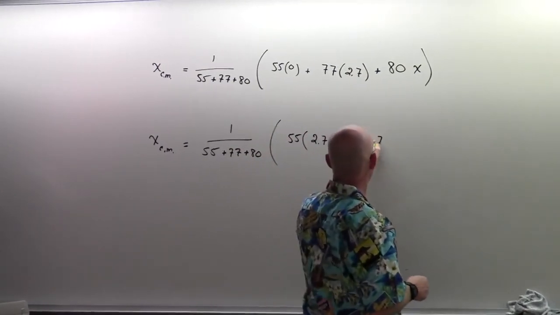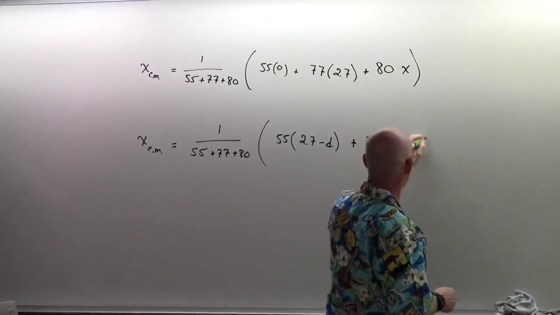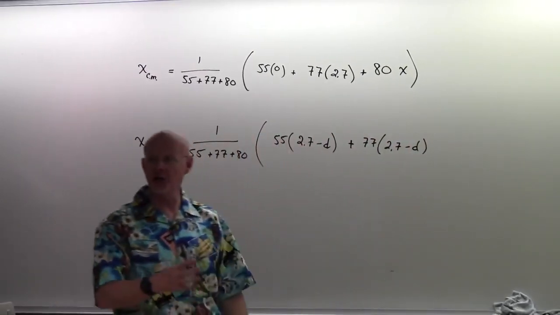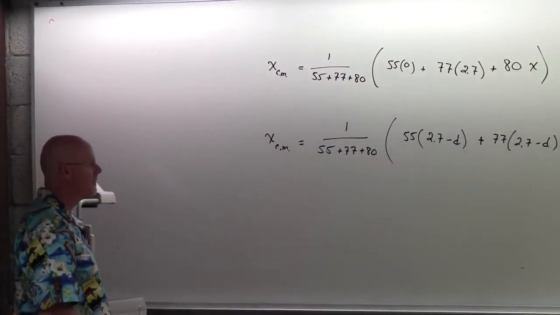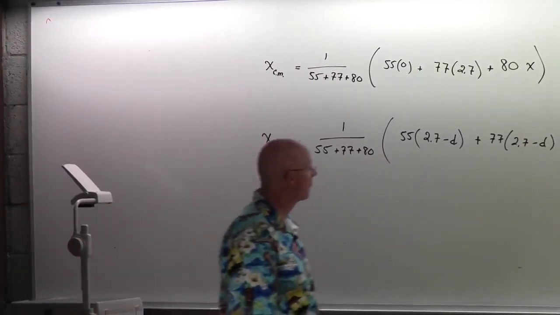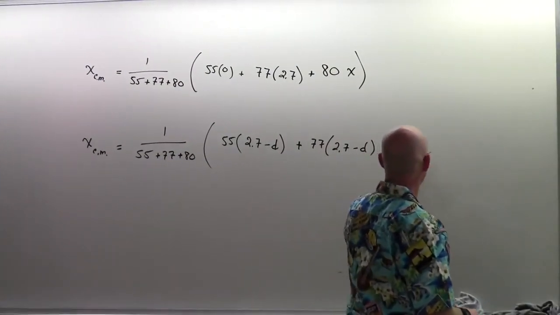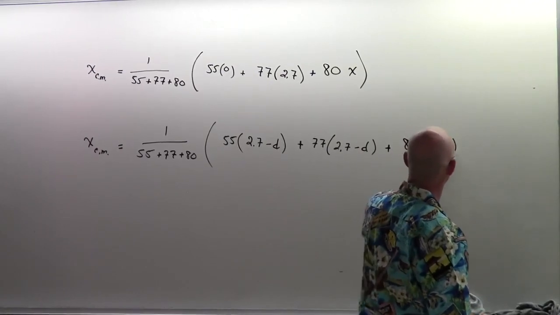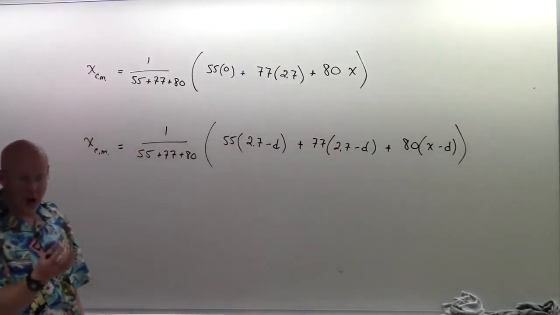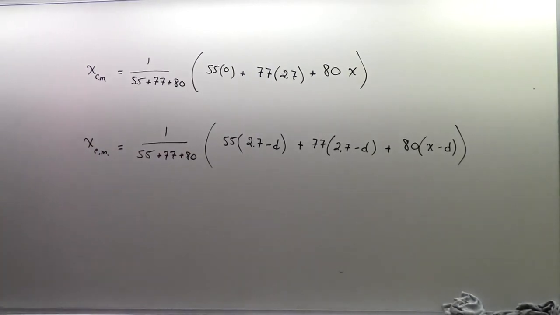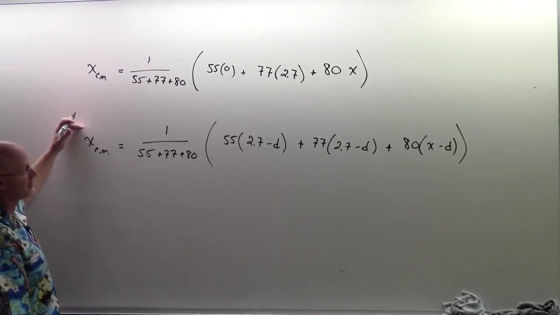And where's Romeo? Romeo also moved over D. And where's the center of mass of the boat? X minus D, right? The boat moved also a D. All right. And so now I could set those two equal to each other, couldn't I?